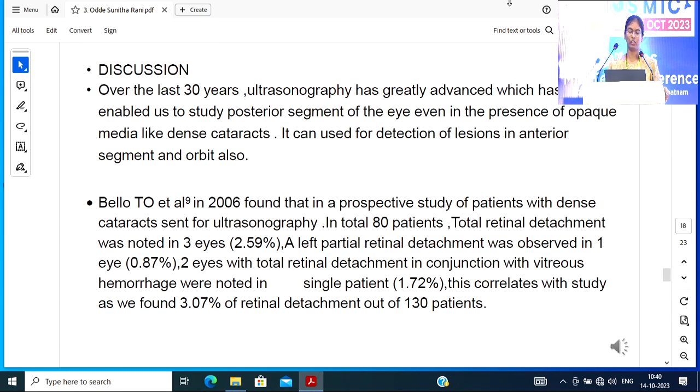Discussion: over the last 30 years, ultrasonography has greatly advanced, which has enabled us to study the posterior segment of the eye even in the presence of opaque media like dense cataracts. It can also be used for detection of lesions in the anterior segment and orbit.